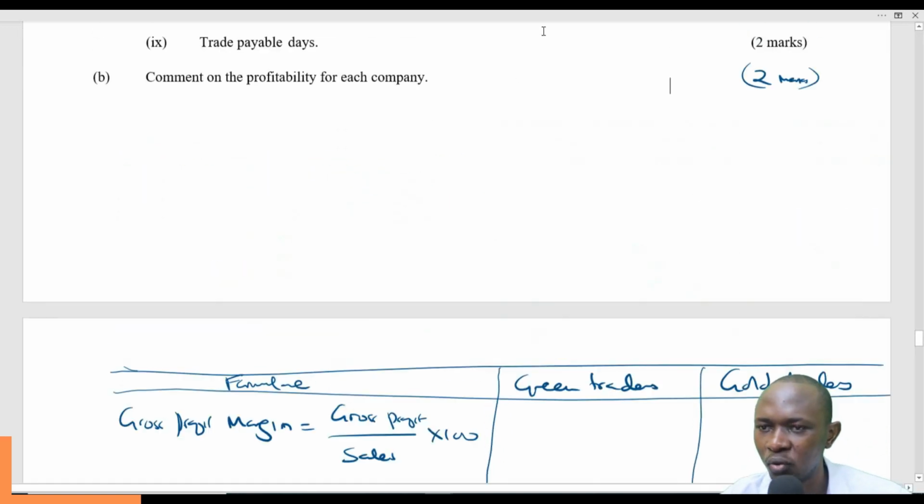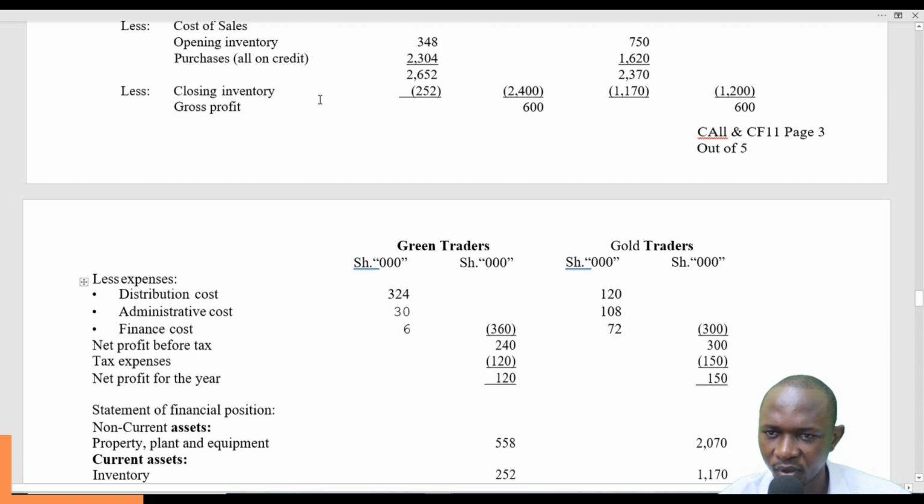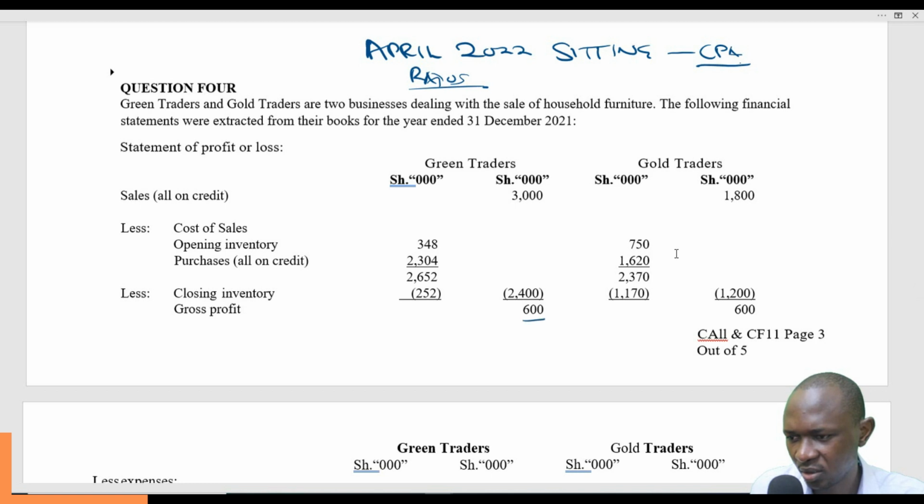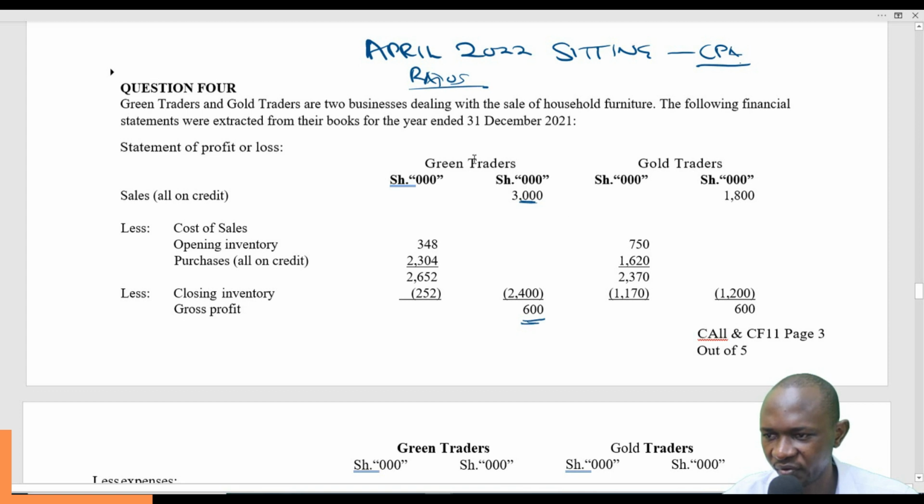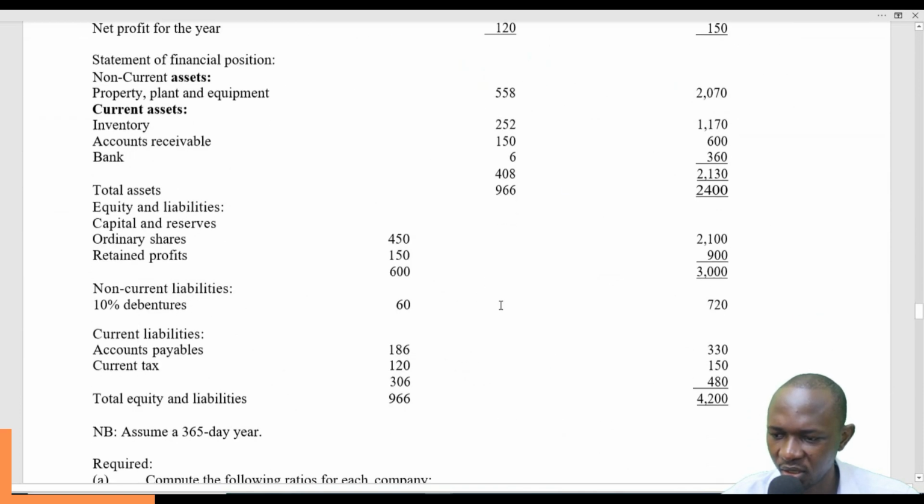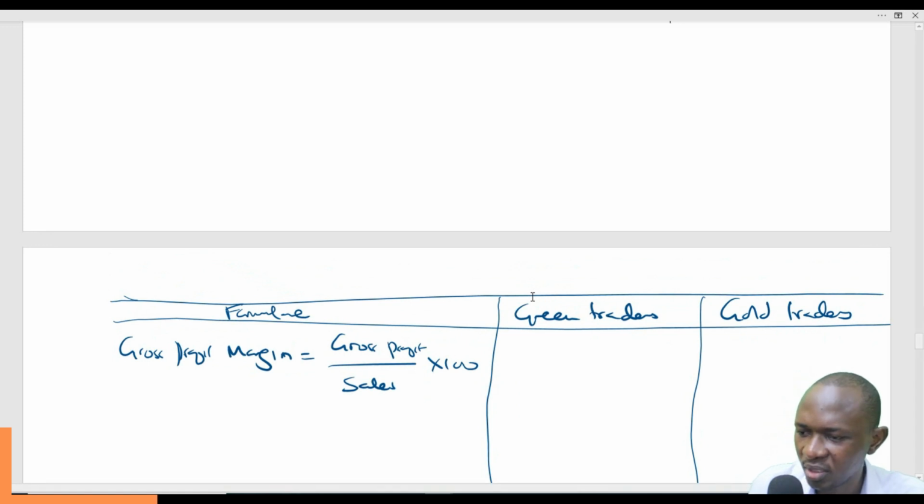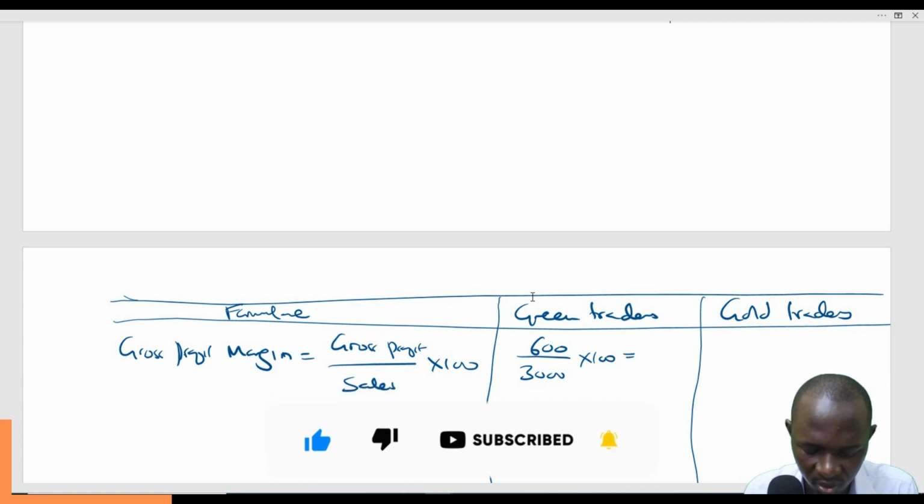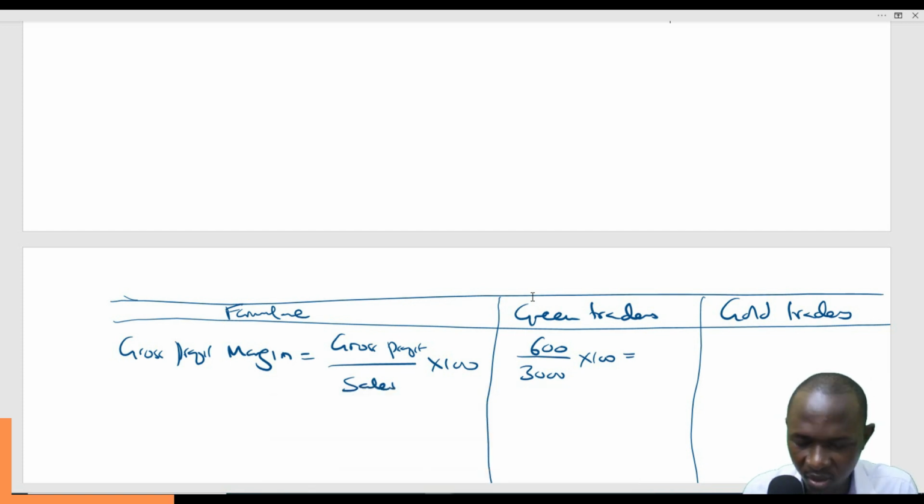So we go to green traders, get the gross profit. Gross profit is in the trading account. This is our gross profit. So 600 over 3,000, this is the sales for green traders. So it will be 600 over 3,000 times 100. That gives us 20%.